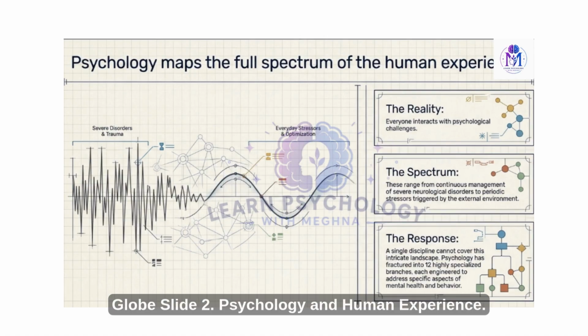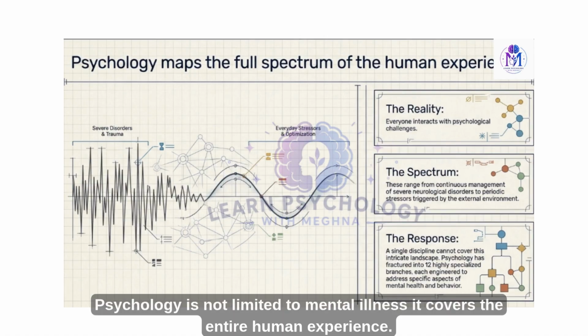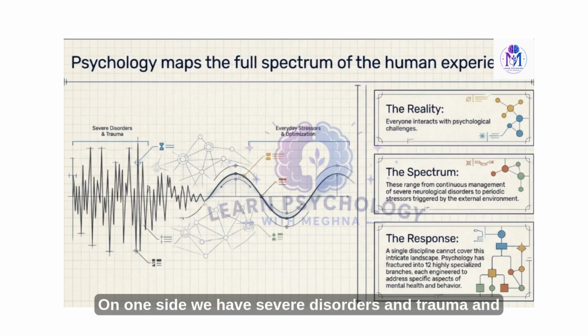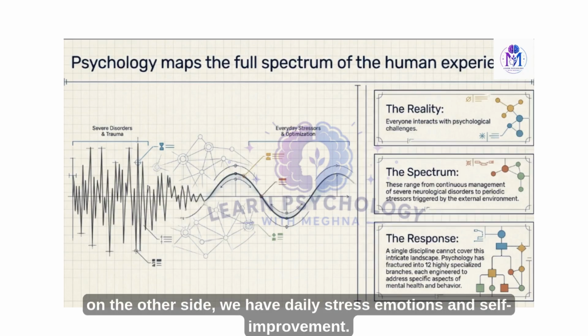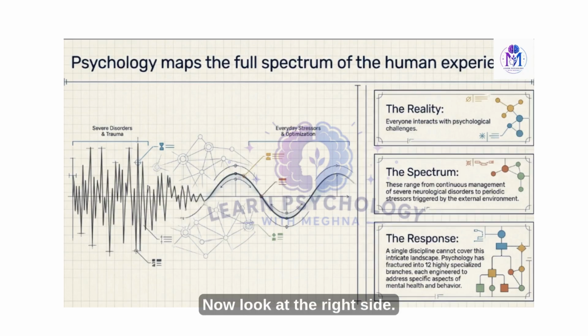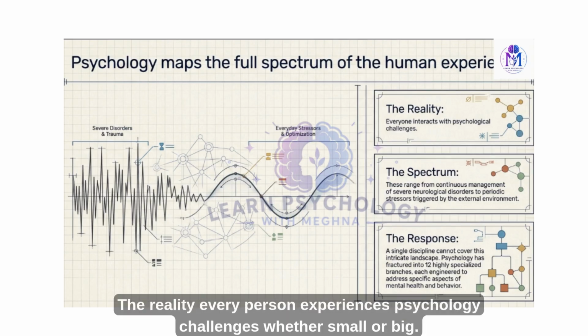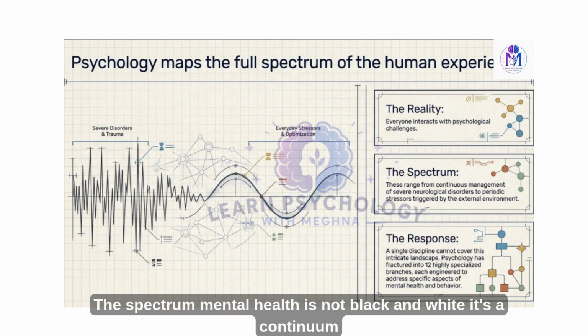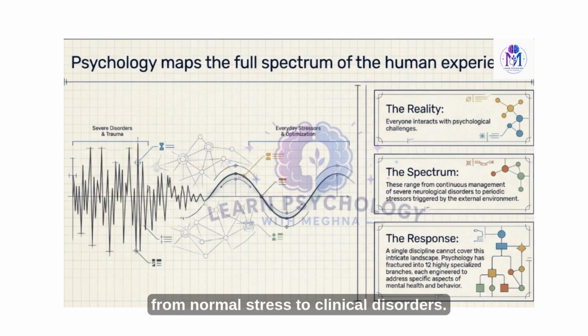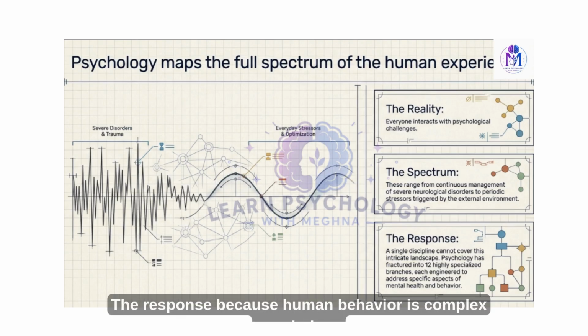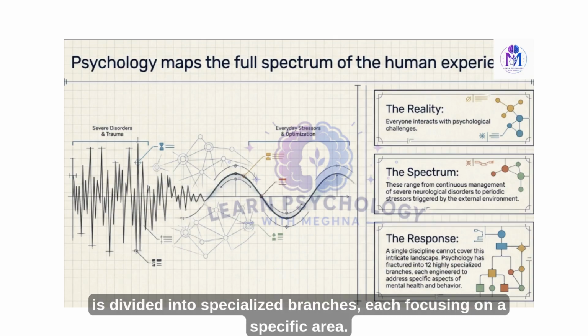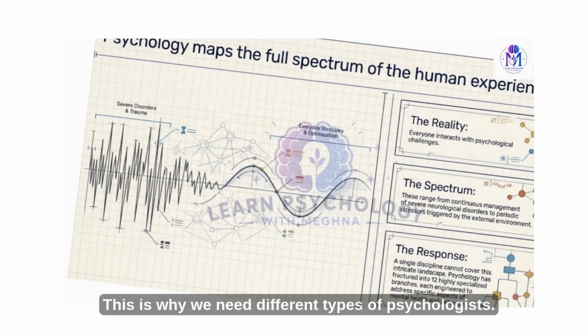Slide 2. Psychology and Human Experience. Psychology is not limited to mental illness, it covers the entire human experience. On one side we have severe disorders and trauma, and on the other side, we have daily stress, emotions, and self-improvement. Now look at the right side. The reality: every person experiences psychological challenges, whether small or big. The spectrum: mental health is not black and white, it's a continuum from normal stress to clinical disorders. The response: because human behavior is complex, psychology is divided into specialized branches, each focusing on a specific area. This is why we need different types of psychologists.